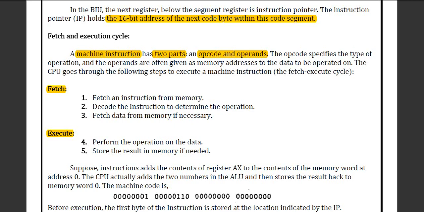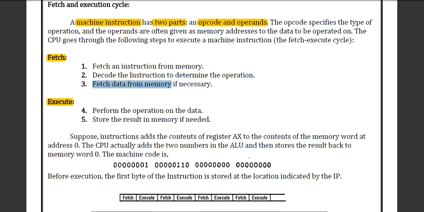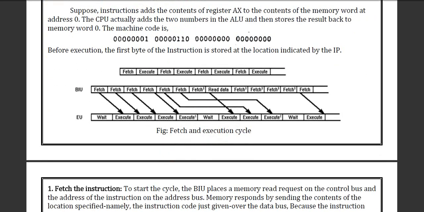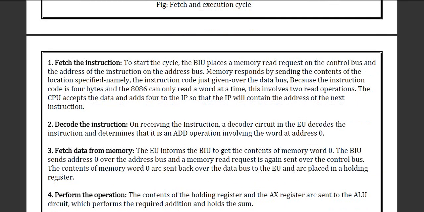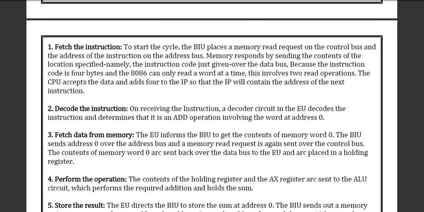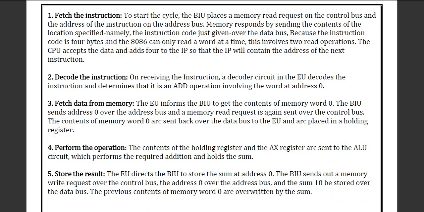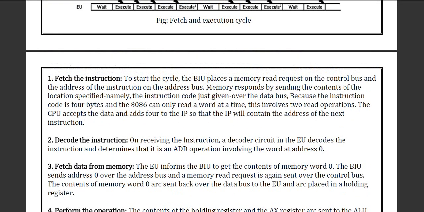Here we have two functions. First, we fetch the instruction from the memory, then decode the instruction, then fetch the data from the memory. In the execution section, perform the operation, then store the result. Those are the functions of fetch and execute. This is the diagram of the fetch and execute cycle. You can see fetch, execute, fetch, execute, fetch, execute. That is how the fetch and execute cycle keeps moving on. Fetch the instruction, then decode the instruction, then fetch data, then perform the operation, and then store the data. That is how it works.